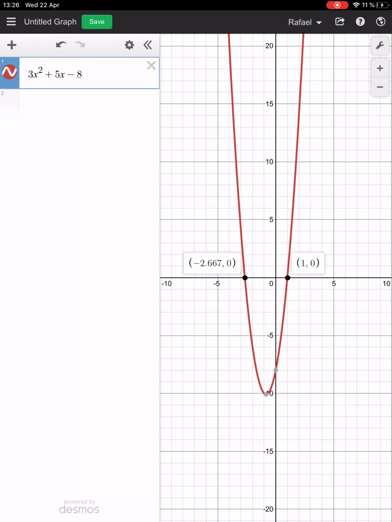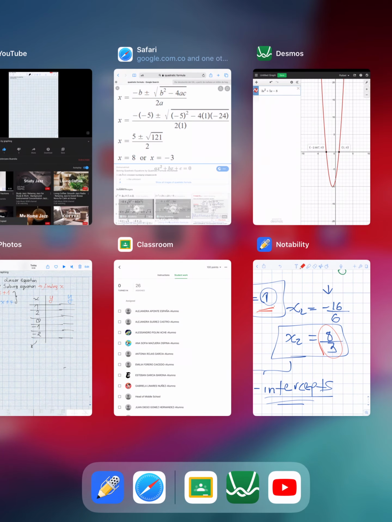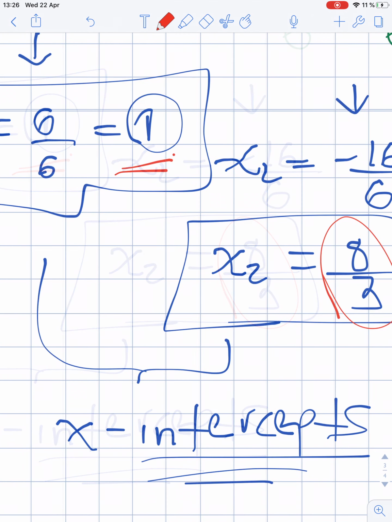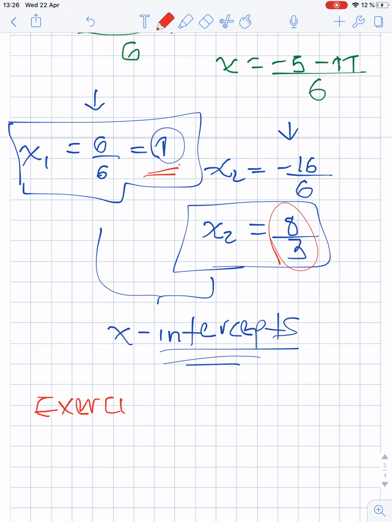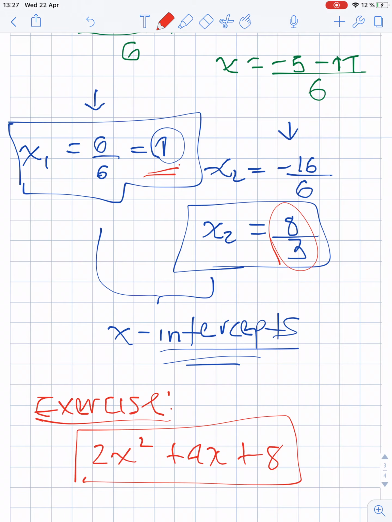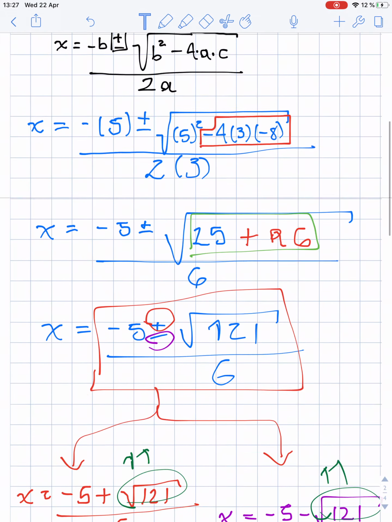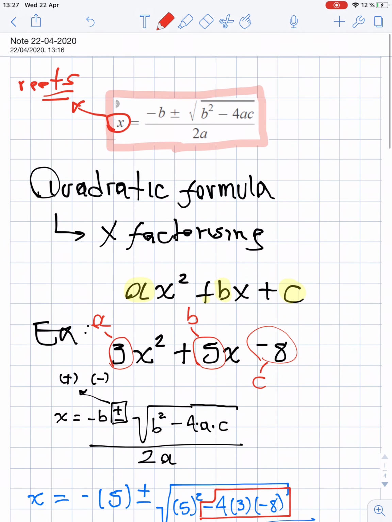Okay, guys, in this case, you can find the x-intercepts by using the quadratic formula. For this one, I'm going to leave you an example for an exercise in case you want to practice this topic. Then the idea is finding the x values using the quadratic formula. This is the quadratic formula.